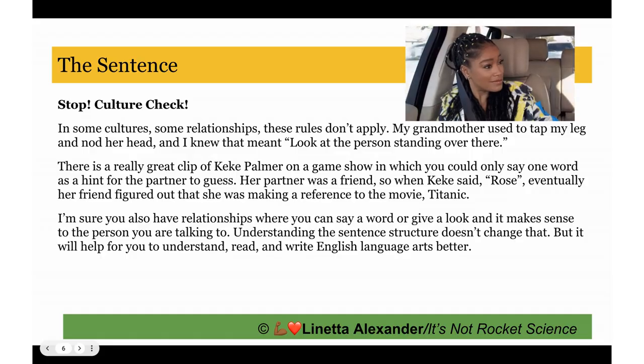I'm sure you also have relationships where you can say a word or give a look and it makes sense to the person you're talking to. Understanding the sentence structure doesn't change that, but it will help you to understand, read, and write English language arts better.